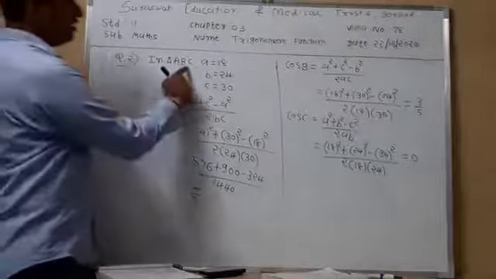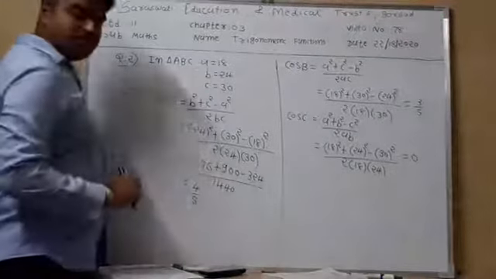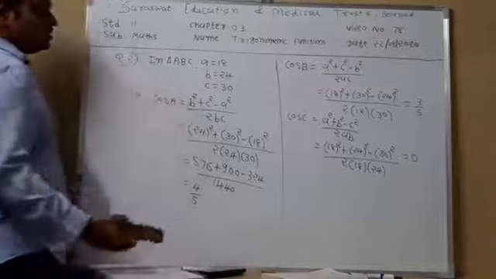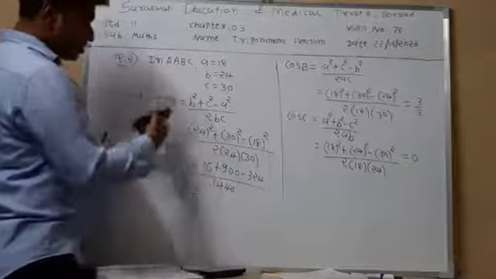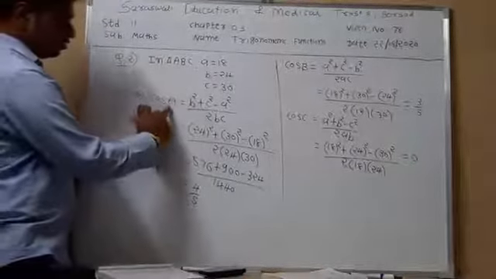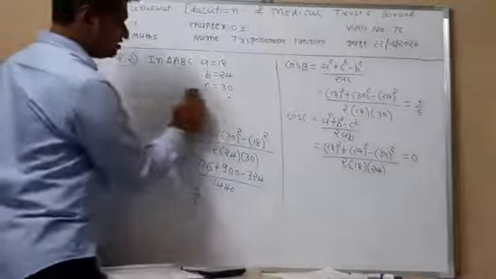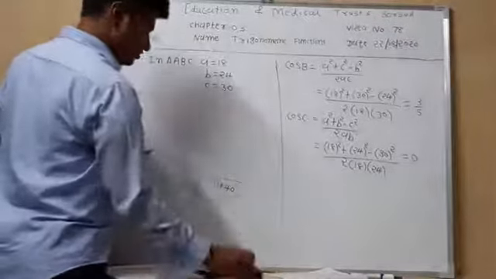So in triangle ABC, three sides are present. Now find out the value of sin A, sin B and sin C. Using this result, here cos A is equal to 4 by 5. So using this, find out the value of sin A.